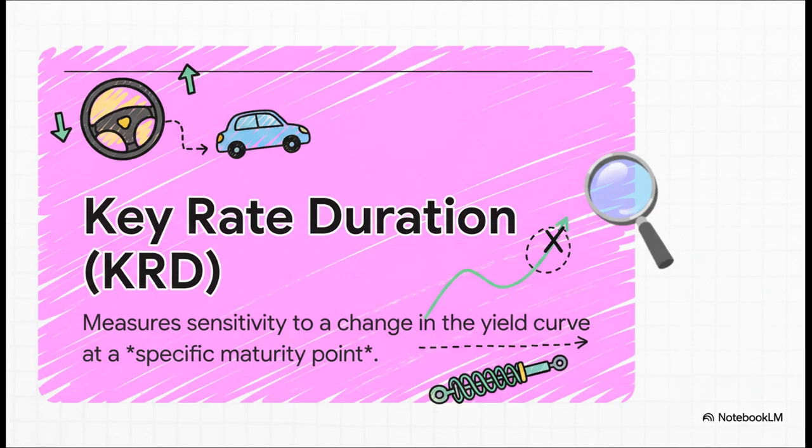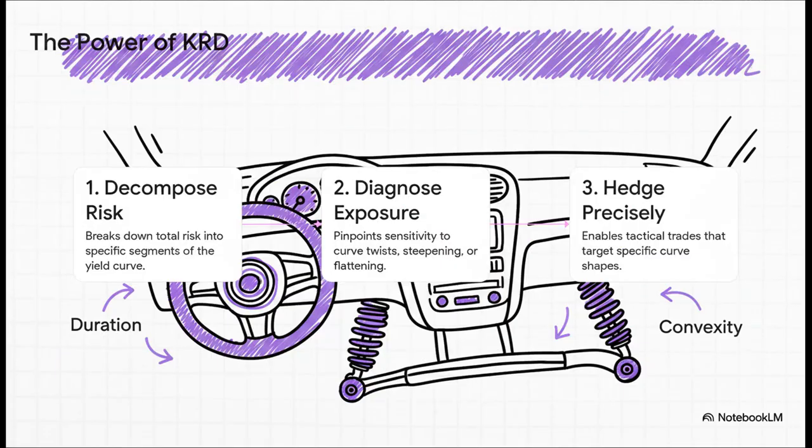Think of it like this. If regular duration is a sledgehammer, KRD is a surgeon's scalpel. Instead of just measuring how your portfolio reacts to the whole curve moving up or down, KRD lets you zoom in. It tells you exactly how sensitive your portfolio is to a change at a specific point on the curve, like just the 5-year rate or just the 30-year rate, while holding all the other rates steady. It lets us diagnose with pinpoint accuracy where our risk is hiding. And this is just incredibly powerful stuff.